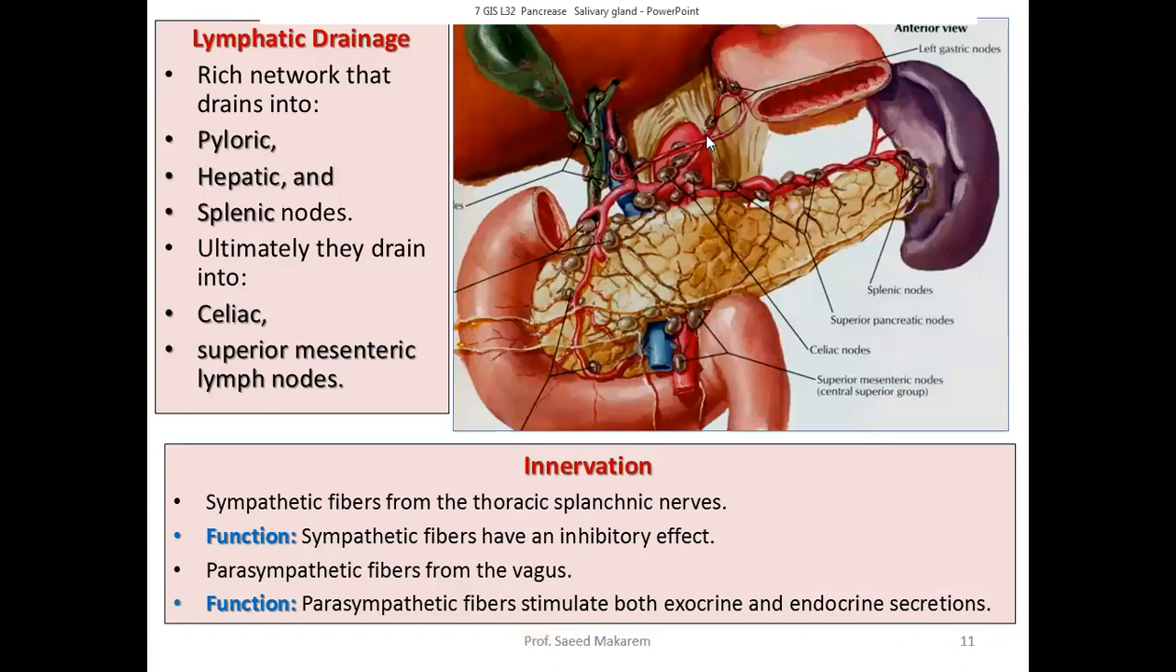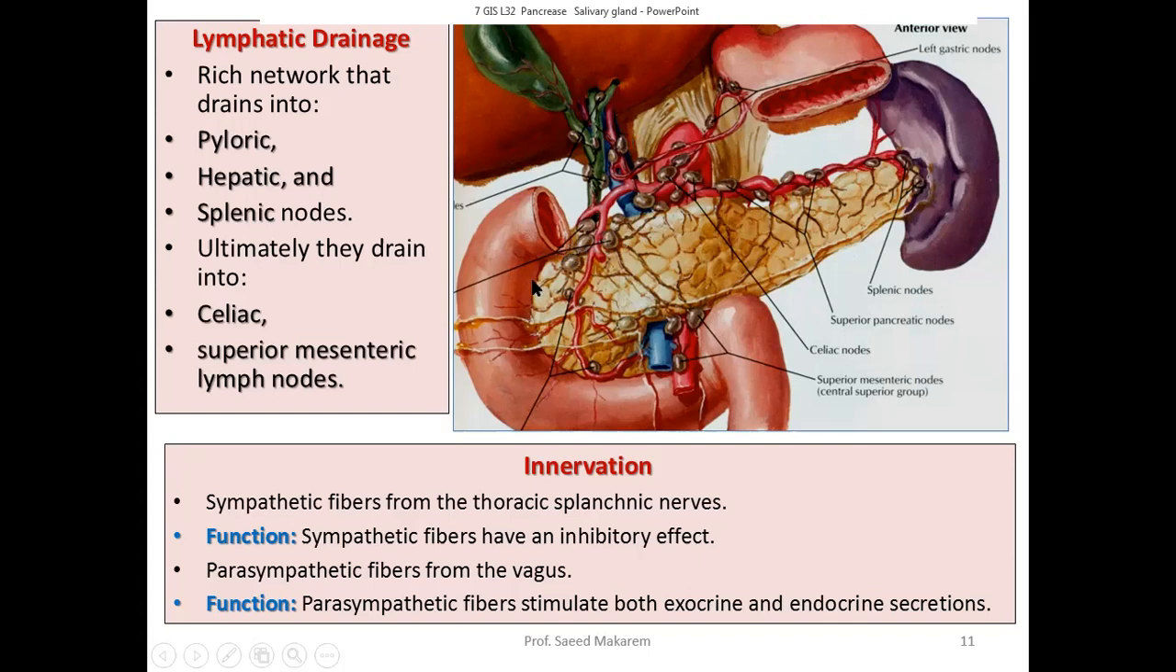Now coming to the lymphatic drainage. Here you can see the pancreas. This is the superior mesenteric artery. Okay, and here is the superior pancreaticoduodenal, and here is the inferior pancreaticoduodenal arteries. Now coming to the lymphatic drainage. It is a rich network that drains into the pyloric, hepatic as well as the splenic nodes. So splenic nodes are here, hepatic nodes are here, as well as the pyloric nodes are here.